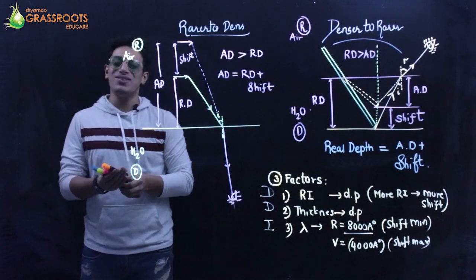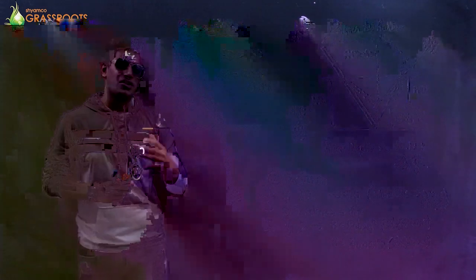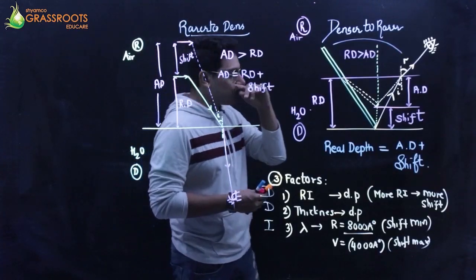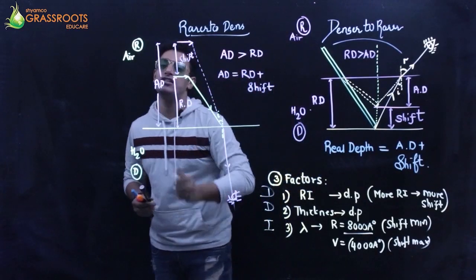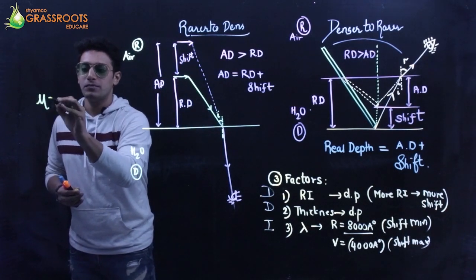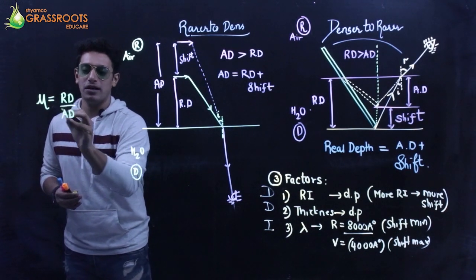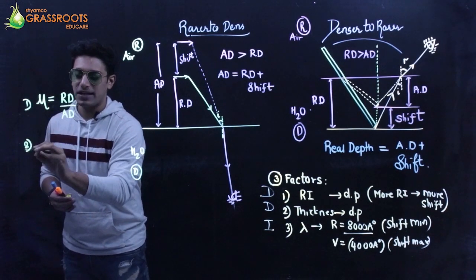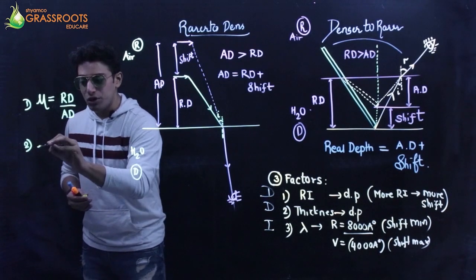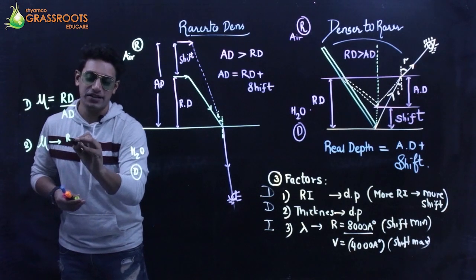Now, if you talk about certain formulas, which I want you to memorize, the proofs are not there for you all. So you can just remember the formula from the numericals point of view. The first formula, mu is equal to real depth upon apparent depth. Mu stands for the refractive index.